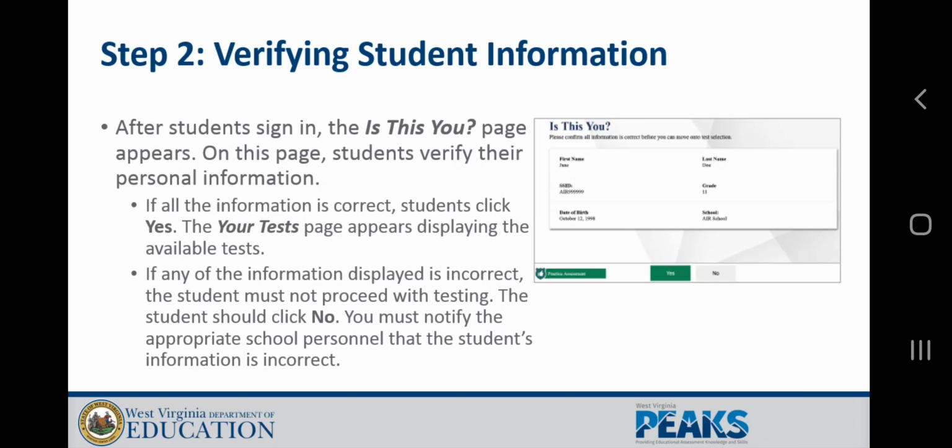If any of the information displayed is incorrect, the student should not begin testing. The student should click No. You must notify the appropriate school building personnel or district personnel that the student's information is incorrect.